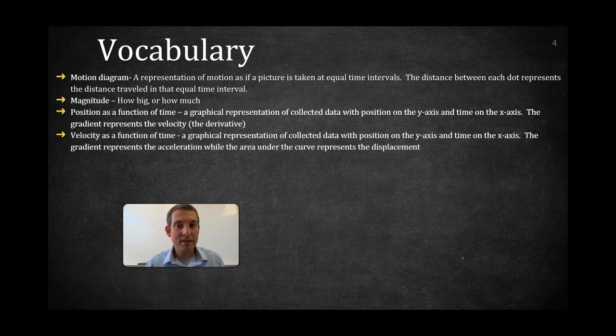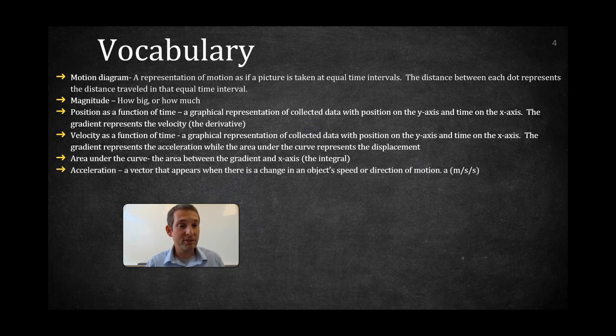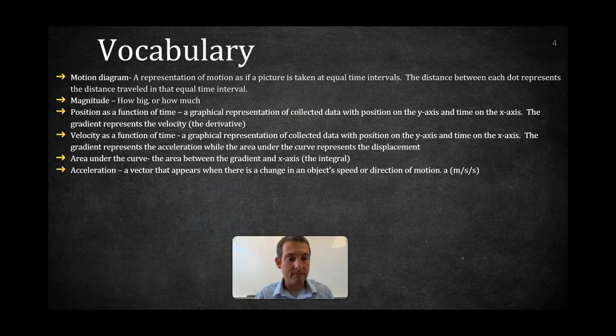Velocity as a function of time means that we're going to have velocity on the y-axis and time on the x-axis. The gradient is going to represent acceleration, while the area under the curve represents the displacement. Area under the curve just means it's the area between the gradient and the x-axis, also known as the integral. Acceleration is a vector that's going to show up when there's a change in an object's speed or direction of motion. We use symbol lowercase a, and the unit of measurement is meters per second per second. You may also hear this as meters per second squared.